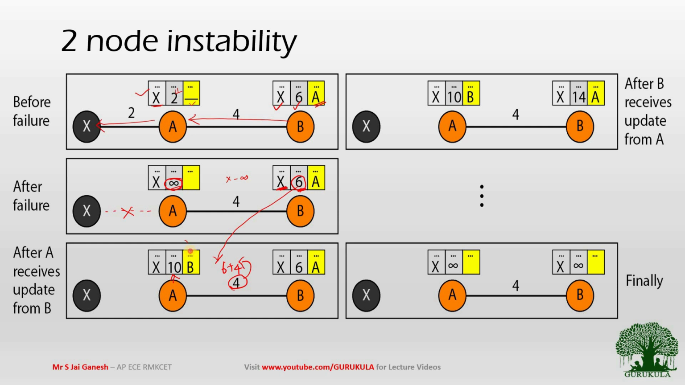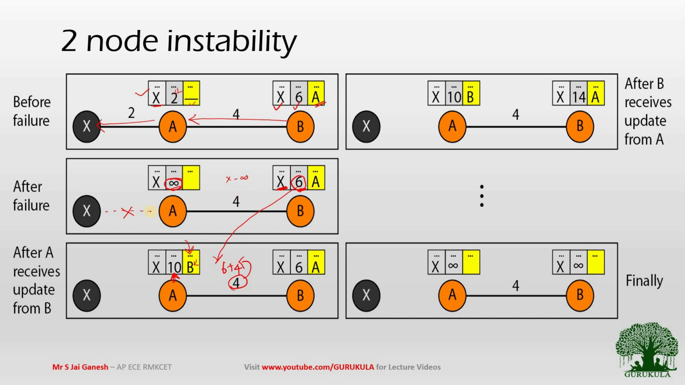And as per updating procedure, the next hop column has to be updated based on the sending node. Here the sending node is B, so B is updated over here. So now A comes to know that X can be reached with a cost of 10 via B. So this is what the updated table will look like. And now we very well know that this table is actually a false entry and there is no such route here. So this actually initiates the two node instability problem.